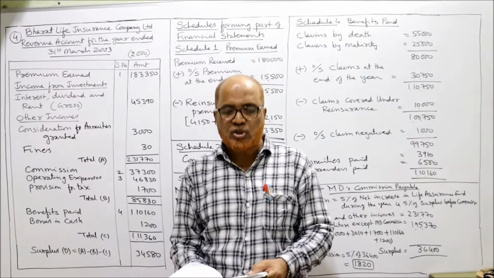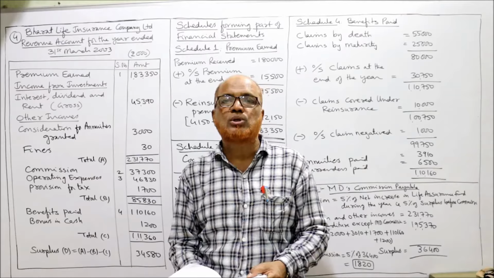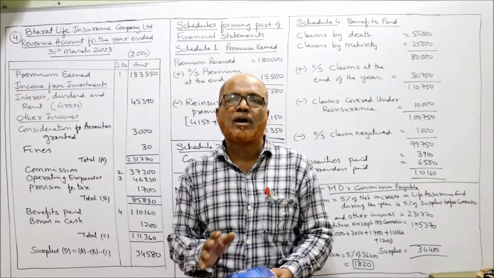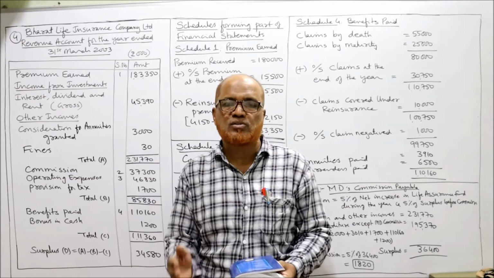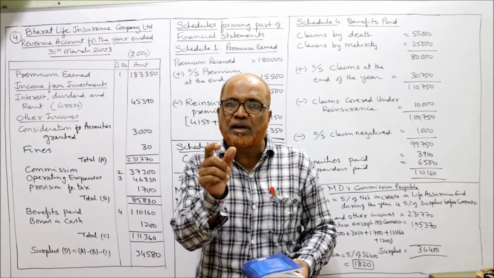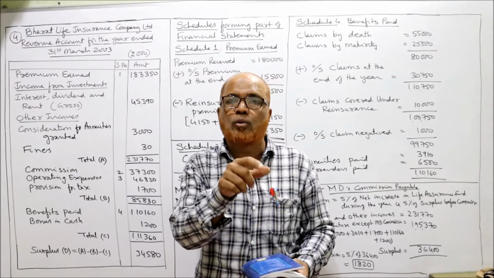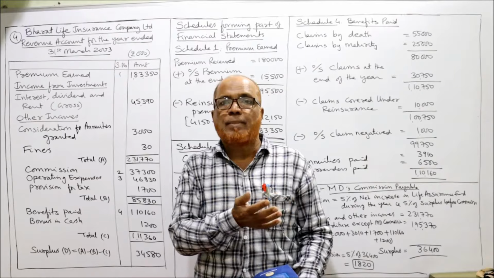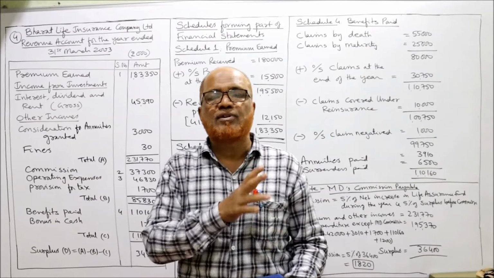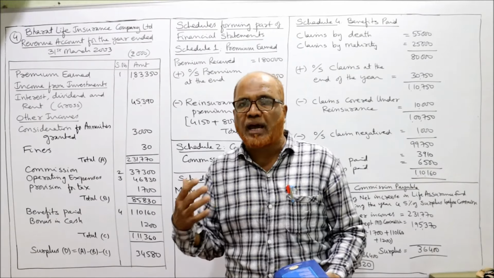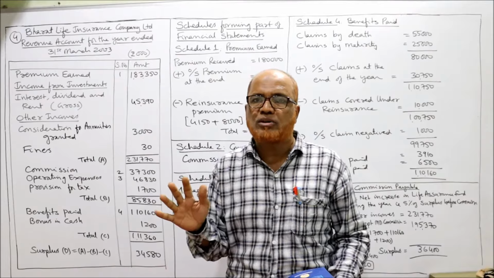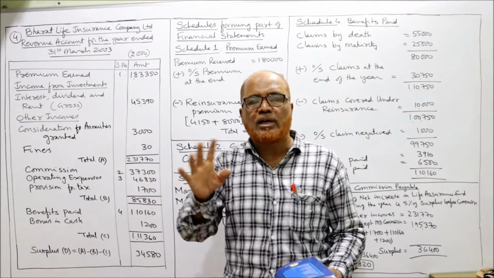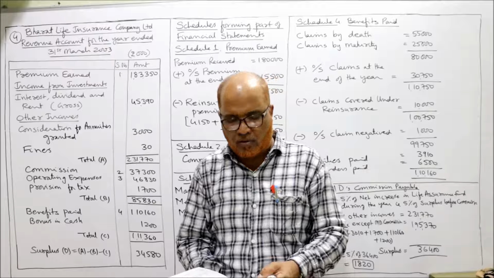First one, life assurance fund as on 1st April 2002, beginning of the year. We are not concerned with life assurance fund at the beginning of the year. This will be considered when we are required to make a balance sheet. When making a balance sheet, this life insurance fund is needed. But right now we are not preparing a balance sheet, we are preparing only revenue account. So ignore this life assurance fund at the beginning of the year.